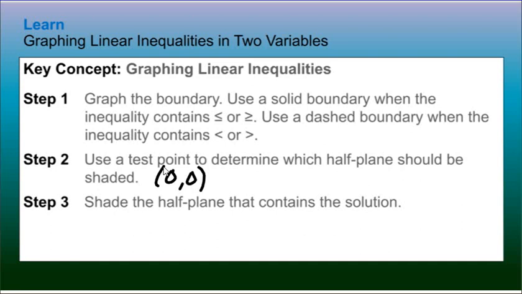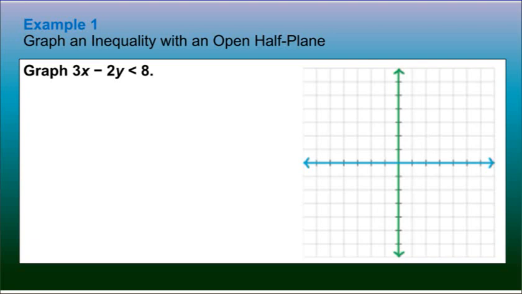And then shade the half plane. If 0, 0 makes the inequality true, you shade the part that has 0, 0 in it. If 0, 0 does not work, then you shade the other half. So an example: graph 3x minus 2y is less than 8. There are a couple of ways of doing this.